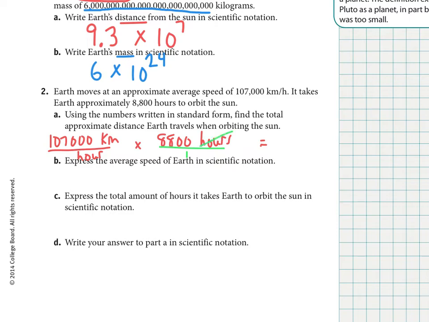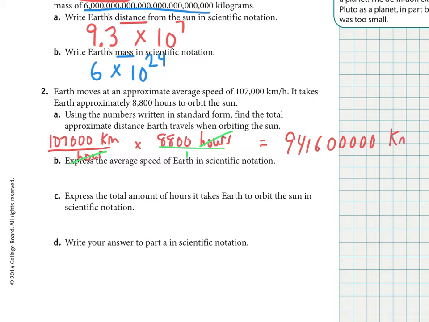If you have hours up here and hours down here, this is kind of called dimensional analysis. They're just using different units. But basically, since the hours cancel out, our answer is going to be in kilometers, which is what we want. So I'm just going to multiply the 107,000 times 8,800 on a calculator there. And I'm getting this gigantic answer of 9416, and then there's 1, 2, 3, 4, 5 zeros.